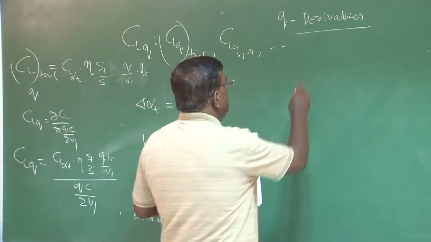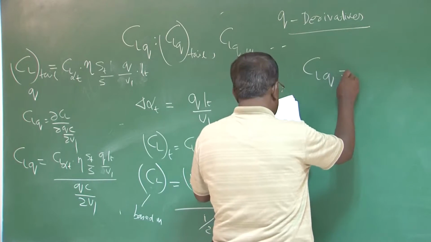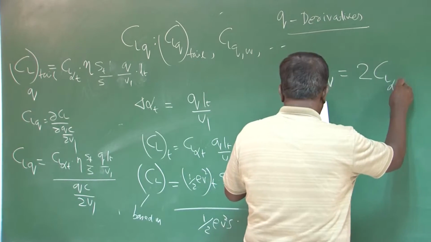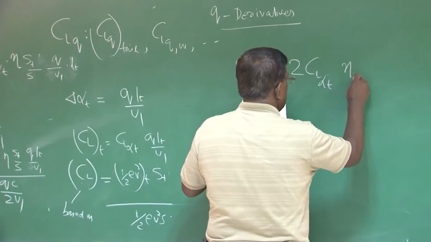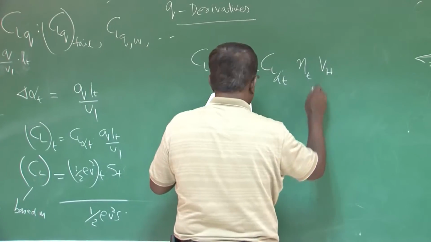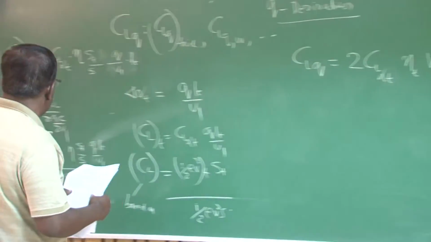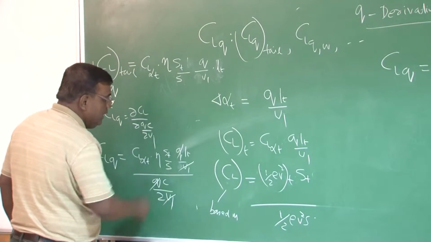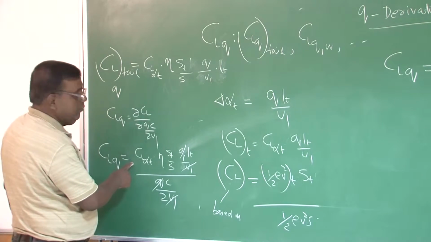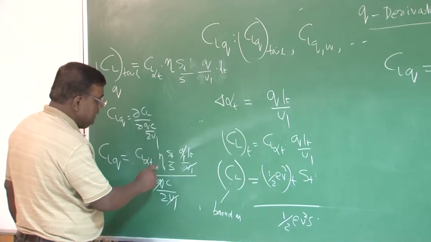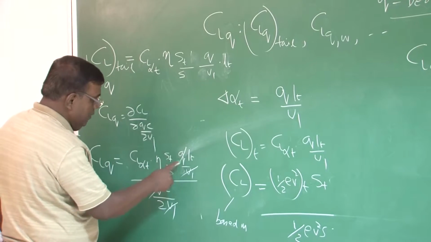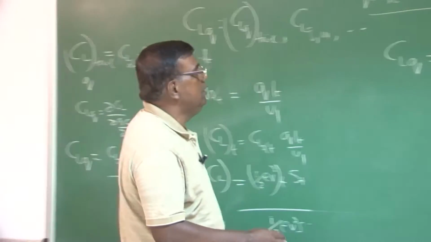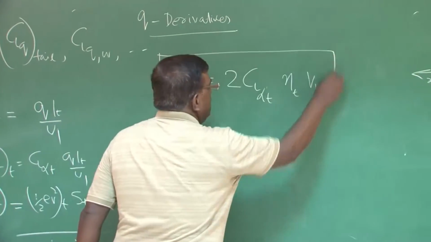So I will get a CLQ expression as 2 CL alpha tail into eta tail V_H. That is all. You see here, if I do this, this gets cancelled, U1, E1 get cancelled, this 2 goes up. So 2 CL alpha tail, eta T is here, S_T L_T by S, this C bar makes it V_H. So V_H is here. So this is the expression for CLQ.